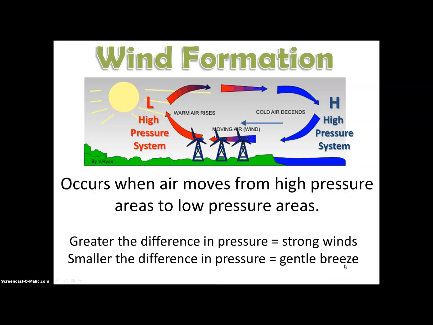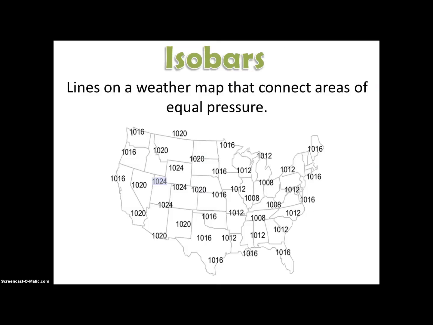Okay, now let's talk about how scientists measure air pressure. They measure air pressure with the tool they call isobars. Now, isobars are lines on a weather map that connect areas of equal pressure. I don't have any lines on this weather map. All I have are air pressure readings. We get air pressure readings from what we call a barometer, and the barometer reads air pressure in a particular area. And so these numbers represent areas of pressure.